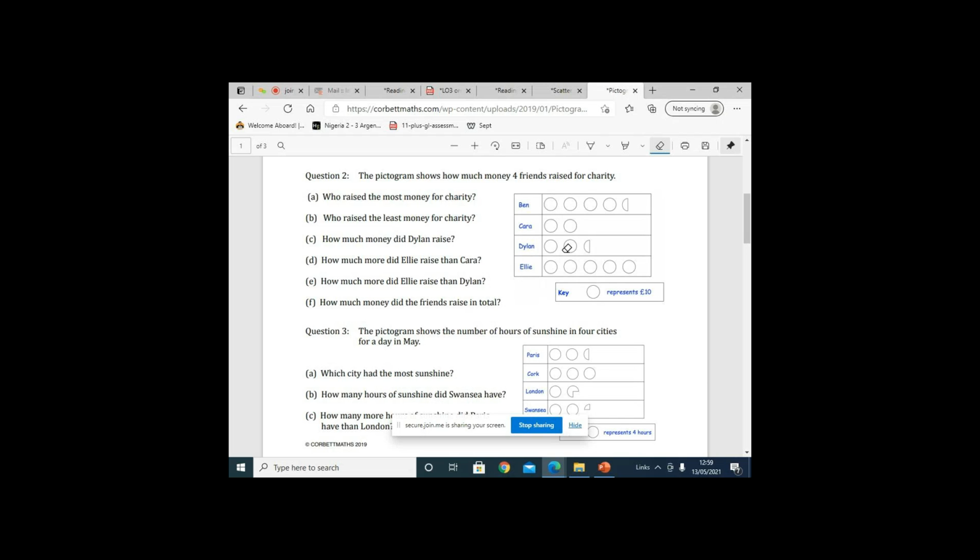That's fine. He said, how much more money did Ellen raise than Diane? Ellen and Diane again, you compare them together. 25. Yeah, 25, you're right. So how much money did the friends raise in total? 140 pounds. Okay. Just hold on a sec, please.